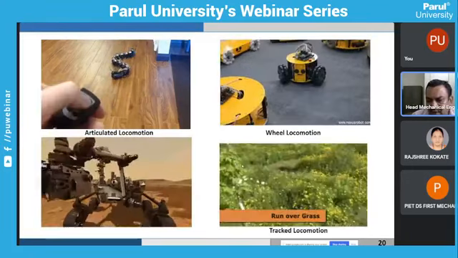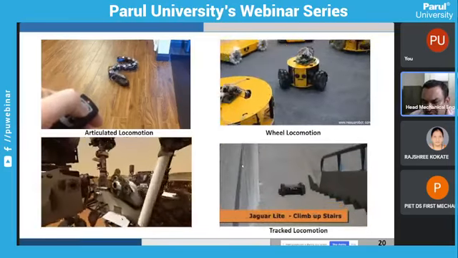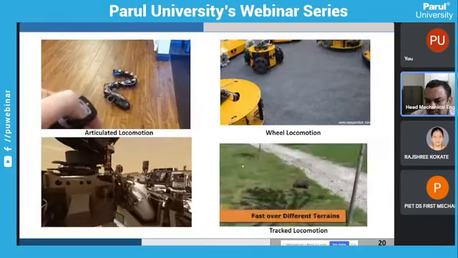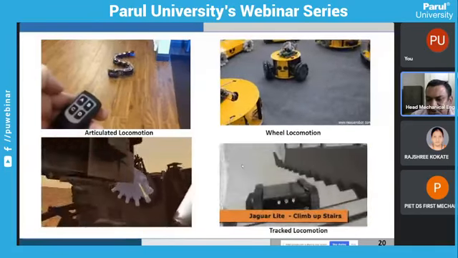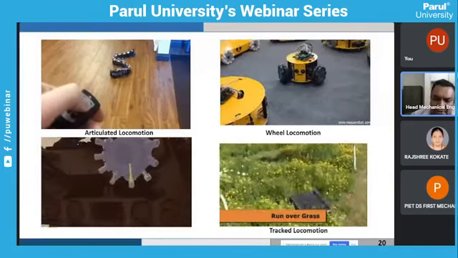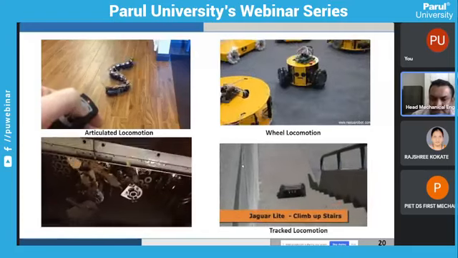So here in the figure you can see that the tracked locomotion can even climb stairs. So for unstructured environments, track locomotion may be one of the good options.